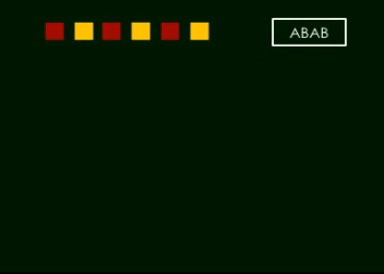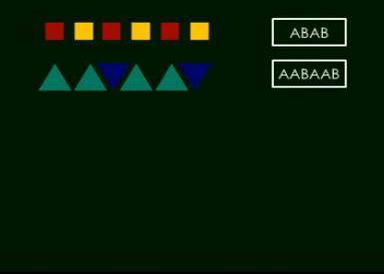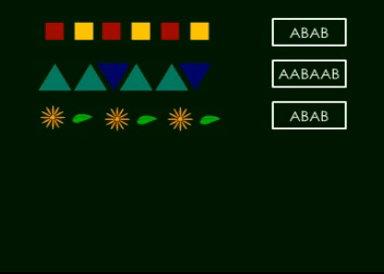See the next one. There are two green triangles, then one violet. Then again two green similar triangles, again violet. So it is AAB, AAB type pattern. See the next one. One flower, one leaf. Again flower, leaf. Flower, leaf. So it is ABAB type pattern.